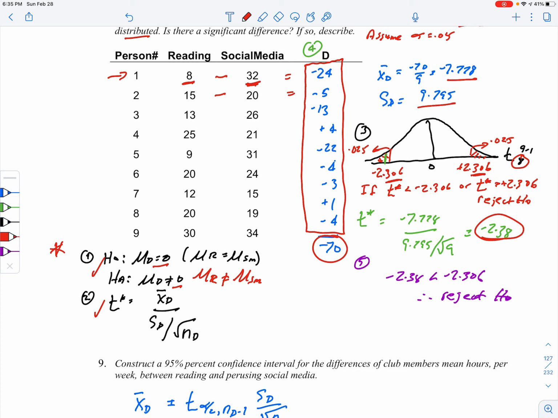And then we stick that into the formula here, and we get a T star. And that T star then is right about here. And so we end up rejecting H0. So it's significantly smaller.